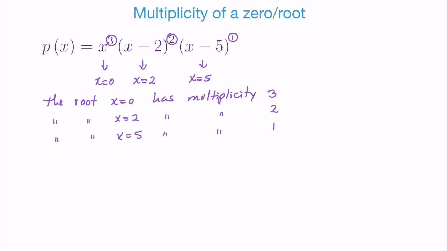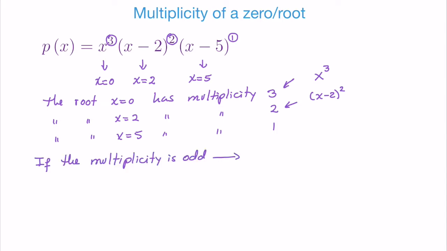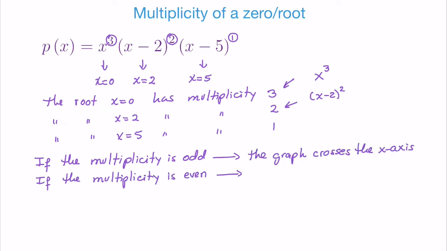Let's think about it. What's happening at 0? The corresponding factor, x, is being cubed. So there is a change in signs, going from negative to positive. Whereas at x equals 2, the corresponding factor, x minus 2, is being squared. A square is always positive, so there's no change in signs there. So the result is, if the multiplicity is odd, then the graph crosses the x-axis. If the multiplicity is even, the graph touches the x-axis.